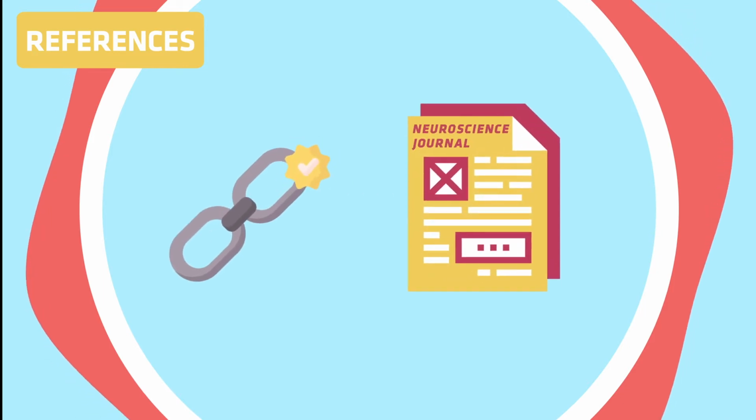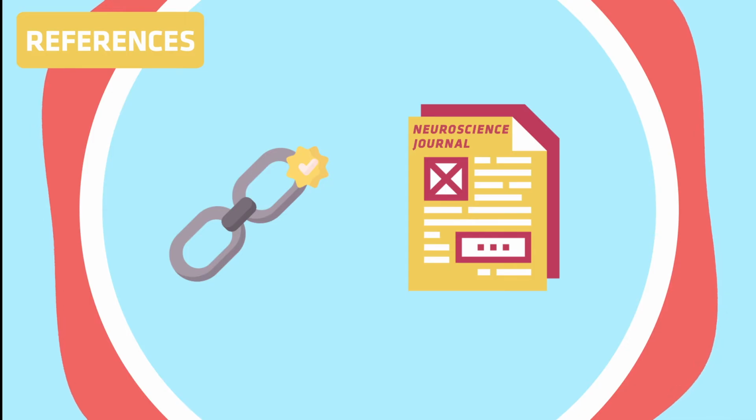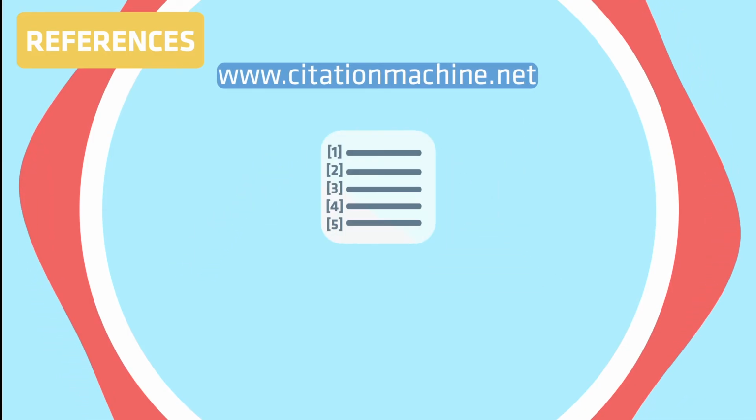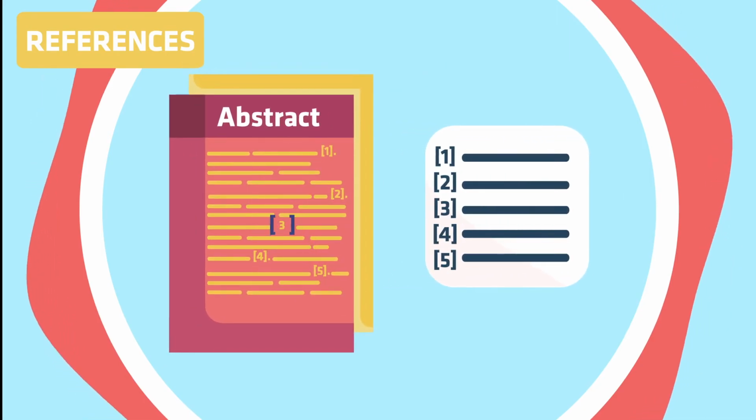Make sure to use the correct reference format according to the Neuroscience Applied Journal guidelines. To quickly prepare the reference list for your abstract, we advise you to use Citation Machine. Refer to the references in the abstract text by using these characters.